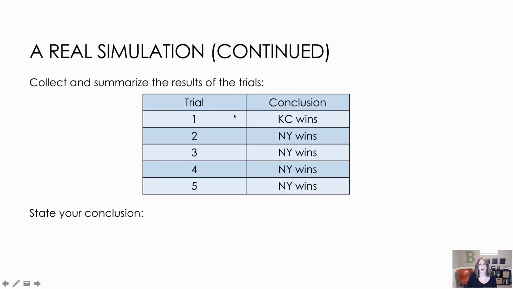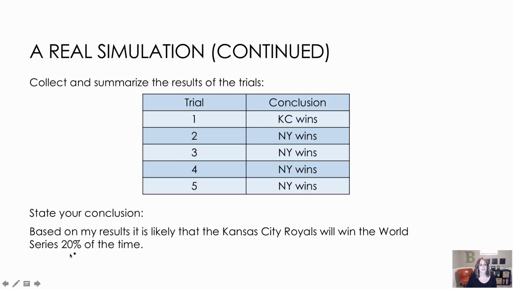Now, quite often I will put the table with the values and the table with the conclusion all on the same table just for sake of simplicity. But this was the actual conclusion. The first trial, KC won, New York won the other 4. Now, what's my conclusion? My conclusion is not that New York will probably win. My conclusion is that based on my results, Kansas City will win the World Series 20% of the time.